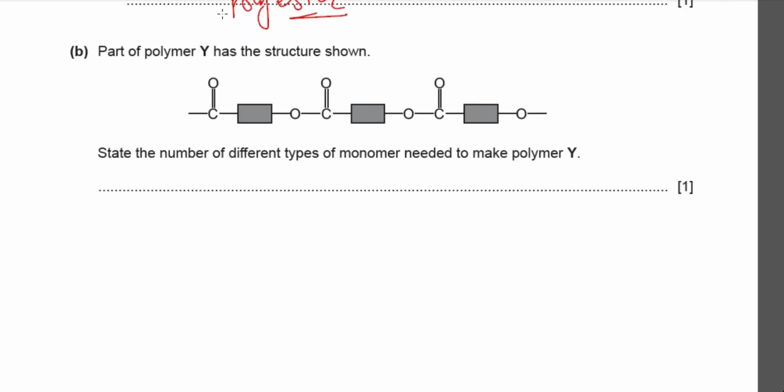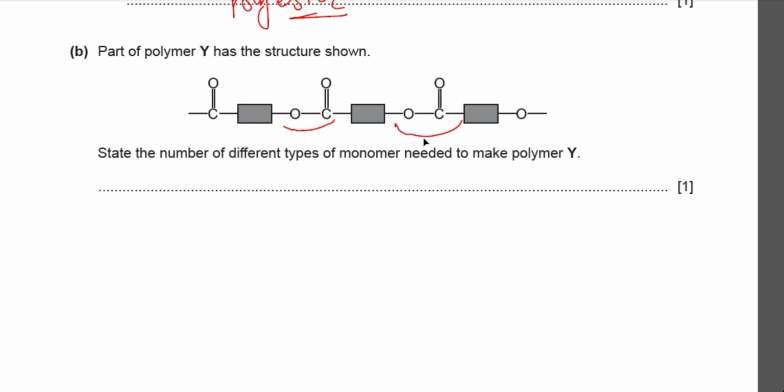Next, he says part of polymer Y has the structure shown. This is again an ester, but in this case I can see one complete ester bond over here, and no other complete ester bond is there. Then he says state the number of different types of monomers.